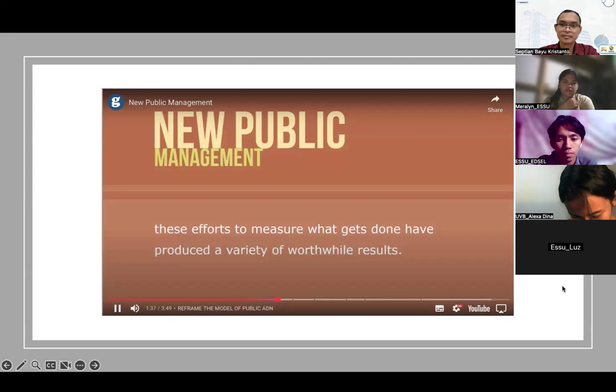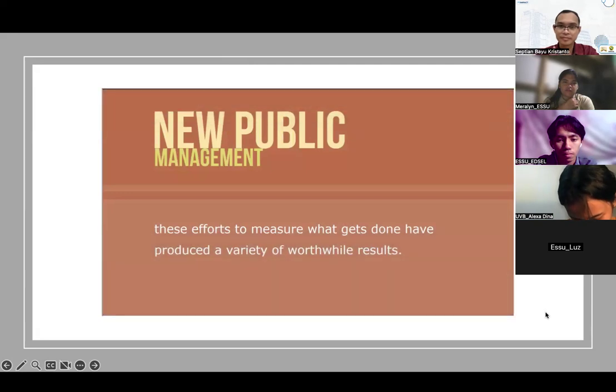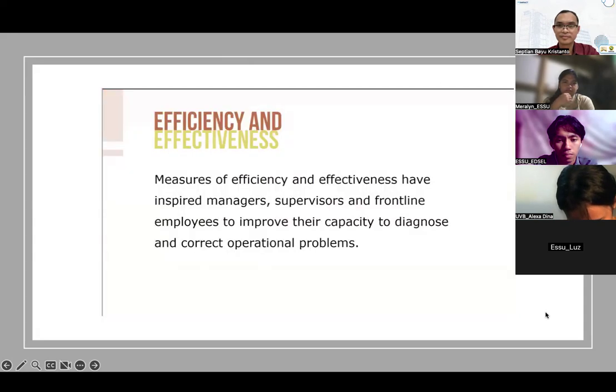There's a general agreement among scholars and practitioners alike that these efforts to measure what gets done have produced a variety of worthwhile results. Measures of efficiency and effectiveness have inspired managers, supervisors, and frontline employees to improve their capacity to diagnose and correct operational problems.